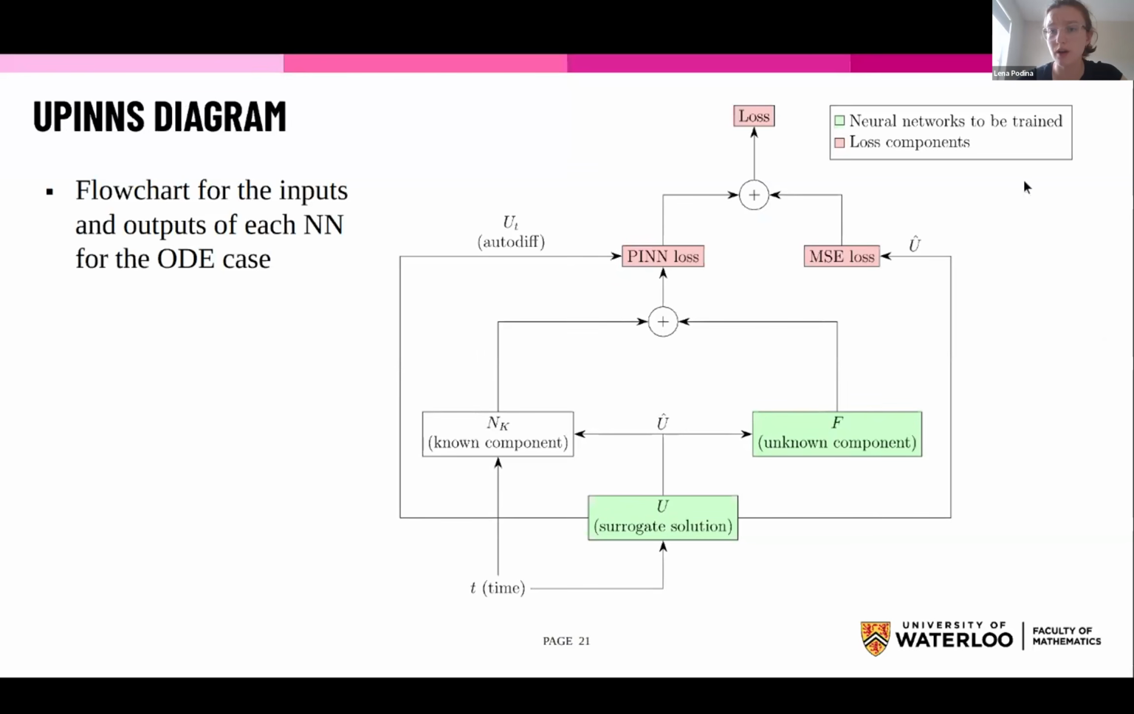This is a diagram showing how you might implement this for ODEs. Again, there are two components here. They're in green, and they represent neural networks to be trained. The surrogate solution takes time as input. The known component takes time as input as well. The unknown component can just take the prediction U as the input. These two things go into the PINN loss. Meanwhile, the prediction U also goes into the mean squared error loss, and that way you get an overall loss which sums the PINN and the mean squared error loss.